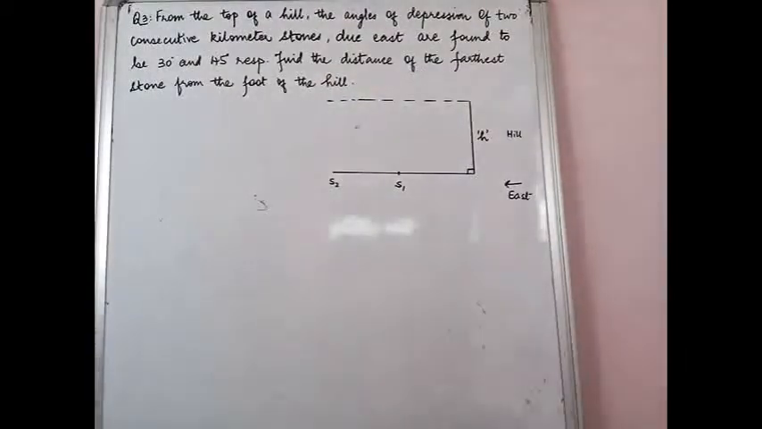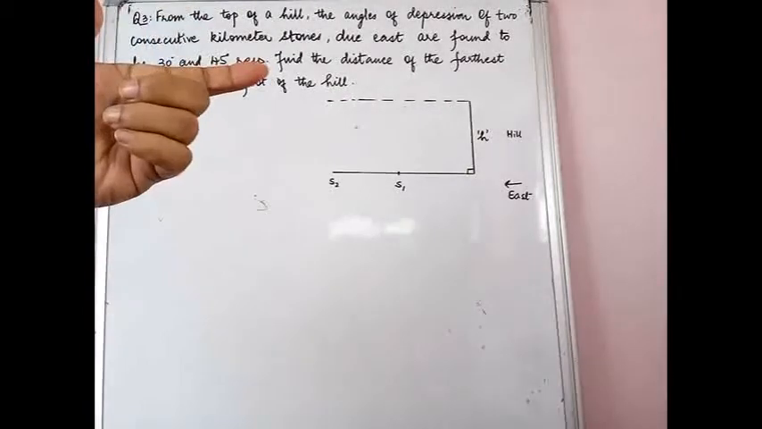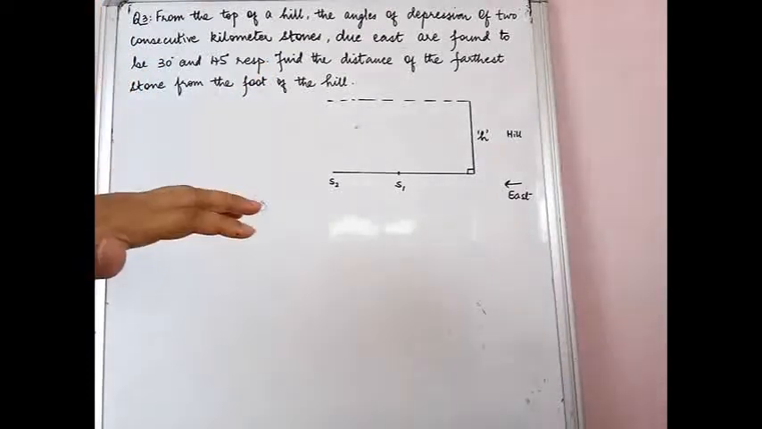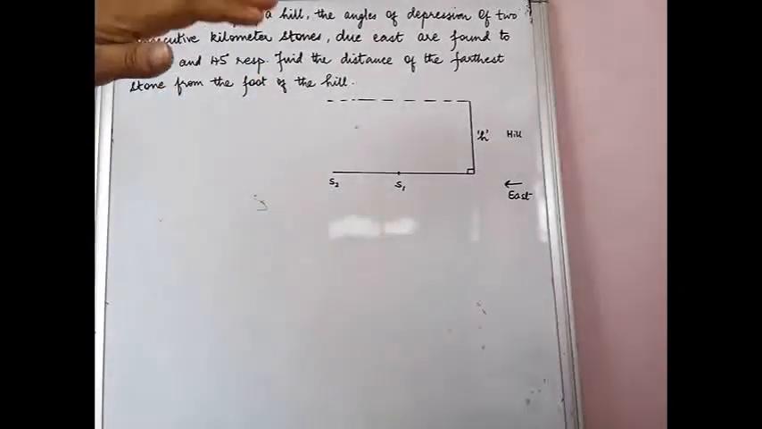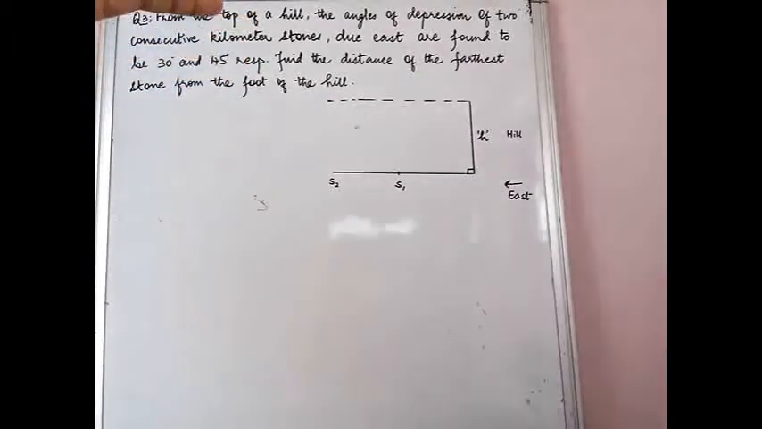Okay, so here is the third question. From the top of a hill, the angles of depression. So the word depression immediately tells you that the person is standing at the top of the hill and he is looking downwards.